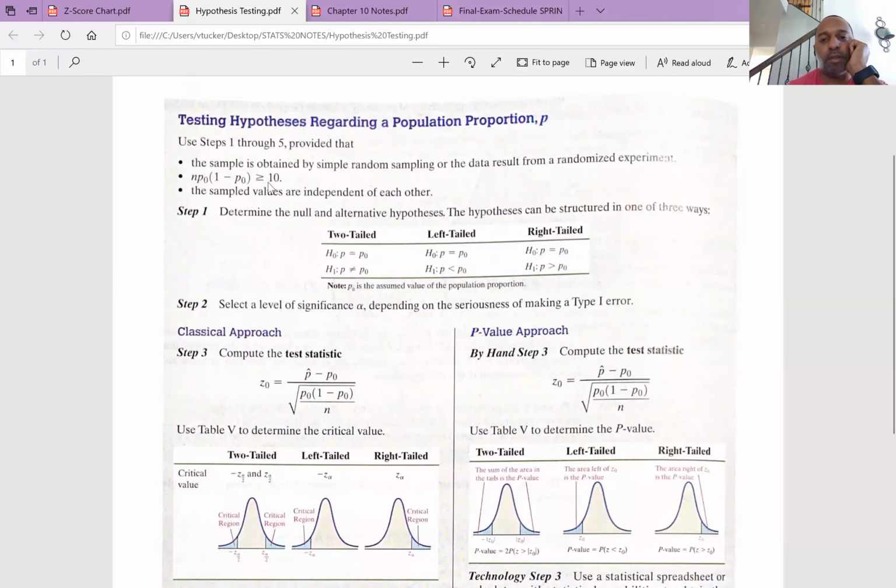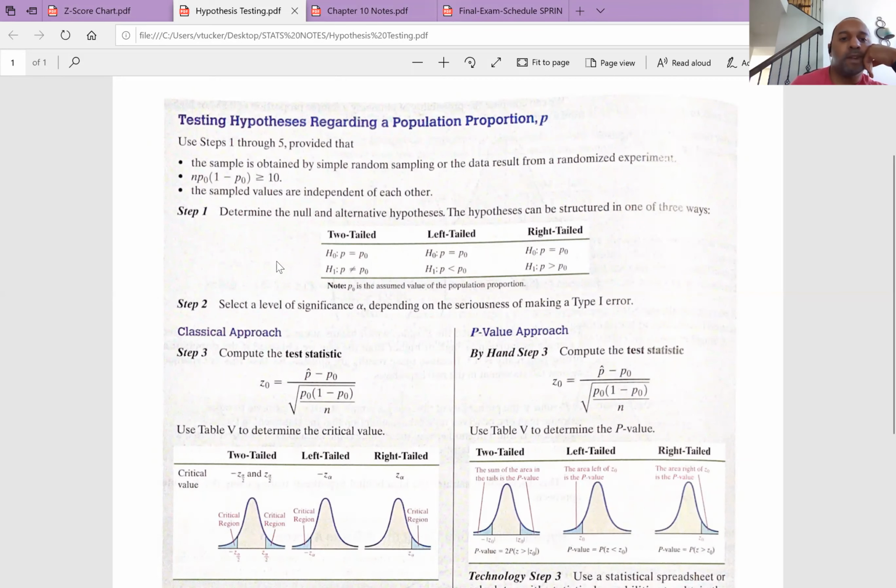They may test, and I'm going to pull up the assignment in a second just to see. In my other class, they actually ask you, is n times p not times 1 minus p not greater than or equal to 10? That's pretty much just multiplying n, which is your sample size, times the population proportion, times 1 minus that number. If it's greater than or equal to 10, then we can continue into our steps.